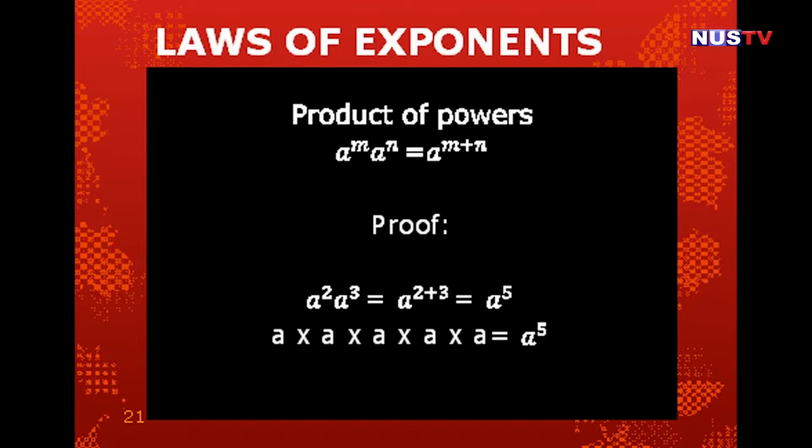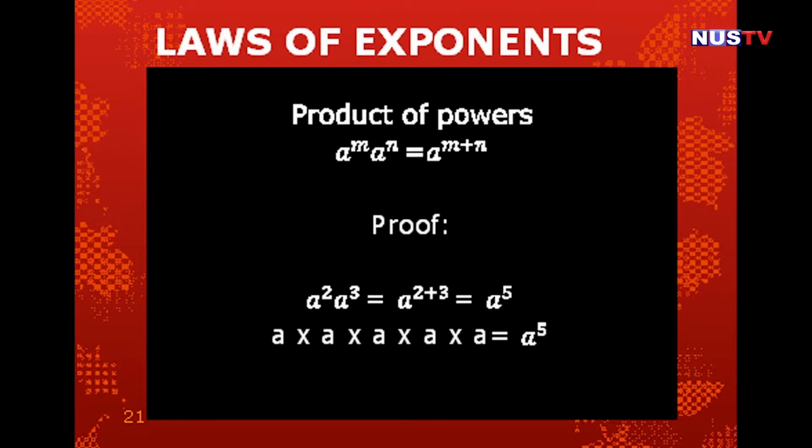Normally you are always being told all these laws, but we want to know how this law came about. Where did it come from? Okay, so let's have a proof. Have a look at a to the power of 2 multiplied by a to the power of 3. According to the law of exponent, the product of powers is going to be equal to a to the power of 2 plus 3, which is equal to a to the power of 5.